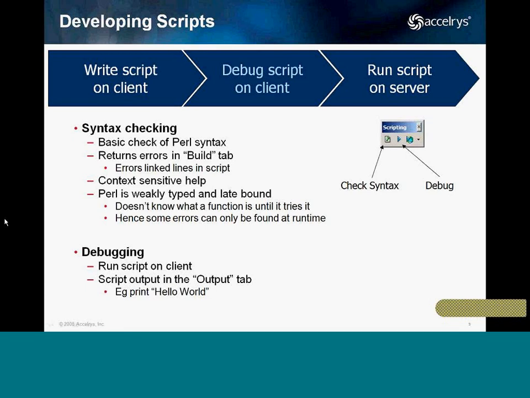However, that doesn't necessarily capture all errors that can happen in a script, partly because of the way Perl is. Perl has this identity that it's weakly typed and late bound. So Perl doesn't know what a Material Script function is, and until you actually try and run that script, you won't find out if you've mistyped a Material Script function.